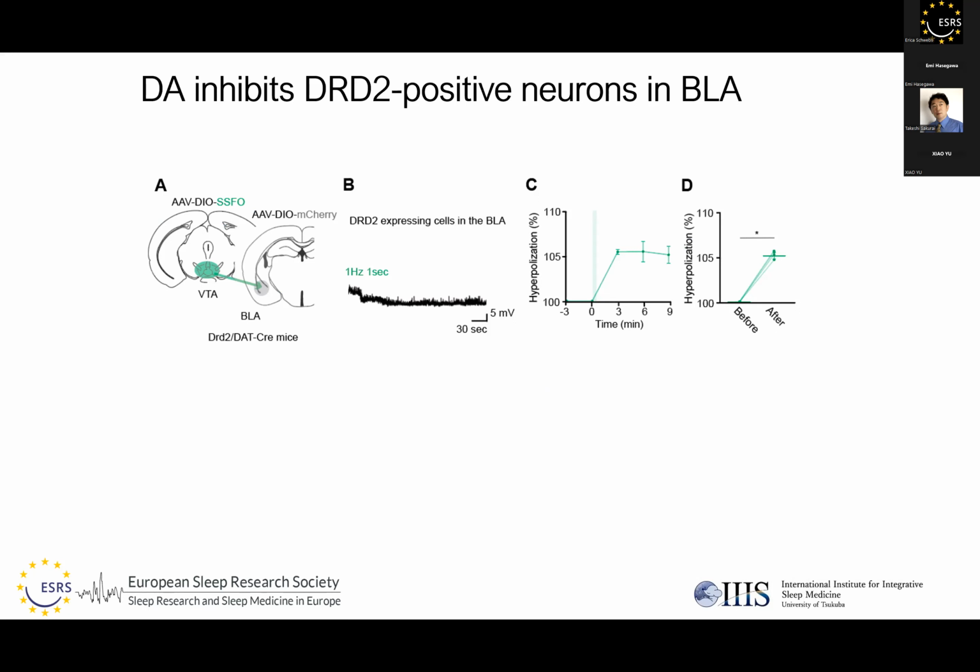To investigate the effect of dopamine on DRD2 neurons in vitro, we conducted whole cell recordings from DRD2 cells in the brain slice. After expressing SSFO in VTA DA neurons, we prepared brain slices and subjected them to whole cell recordings. Excitation of DA fibers by application of light induced hyperpolarization in DRD2 positive cells, indicating that dopamine inhibited DRD2 neurons in the BLA. Notably, DRD2 neurons displayed very long-lasting hyperpolarization after light stimulation, highlighting that even though the DA peak was very transient, it caused a very long-lasting inhibitory effect on DRD2 cells in the BLA.